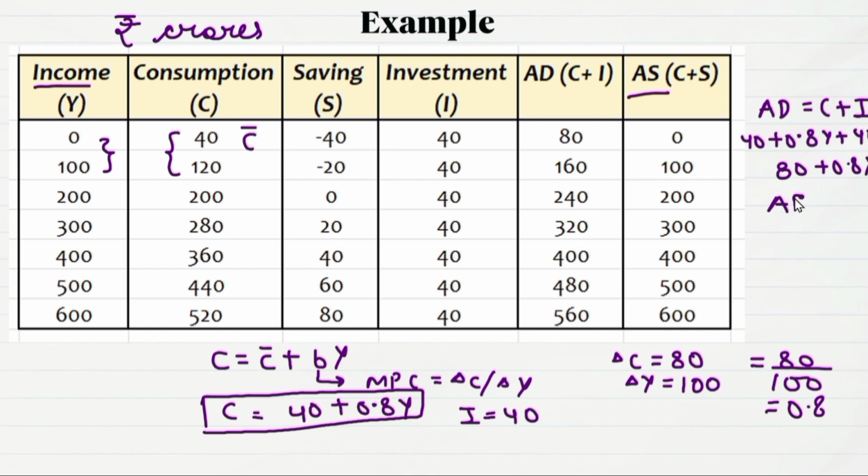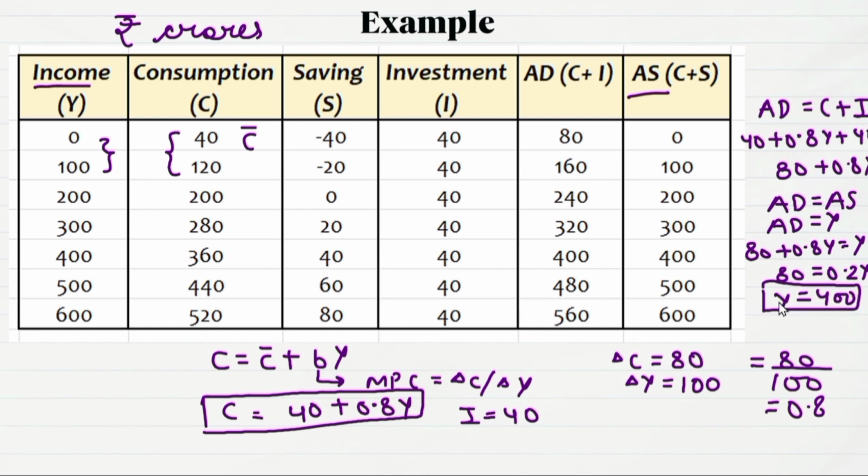AD is equal to AS and AS is equal to Y. So 80 plus 0.8y is equal to Y. This would be 80 equals 0.2y, and Y would be 400. So this is the equilibrium level of income, as at equilibrium, AD is equal to AS. And if I have to find consumption at this level of income, I will put 400 here and then my consumption would be 360.